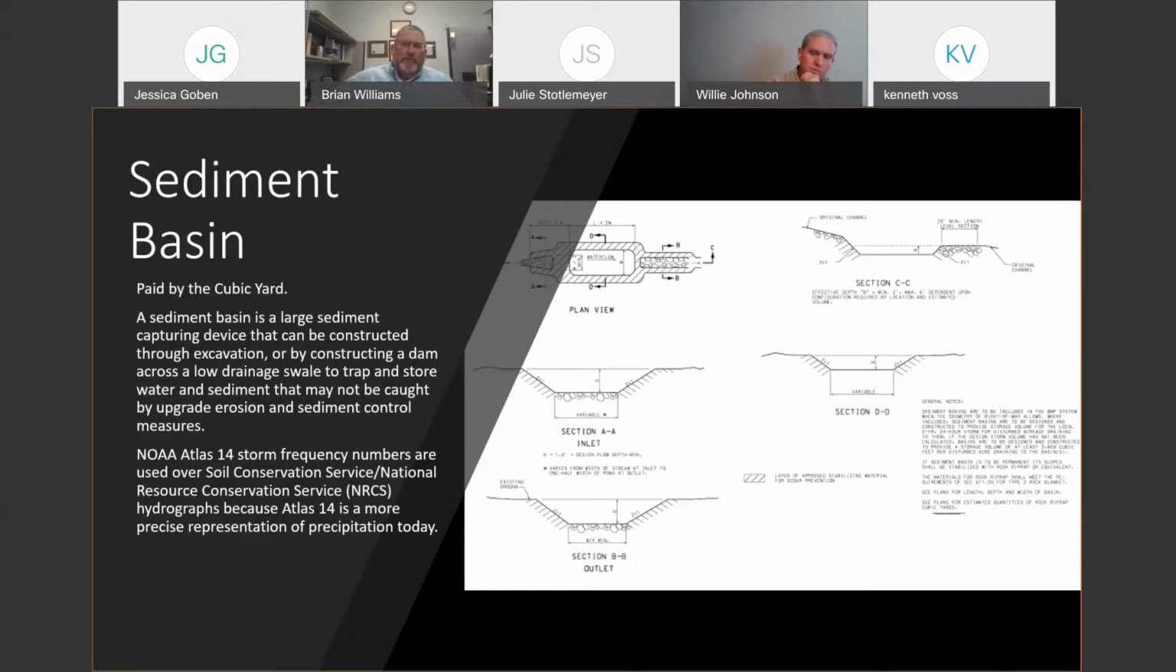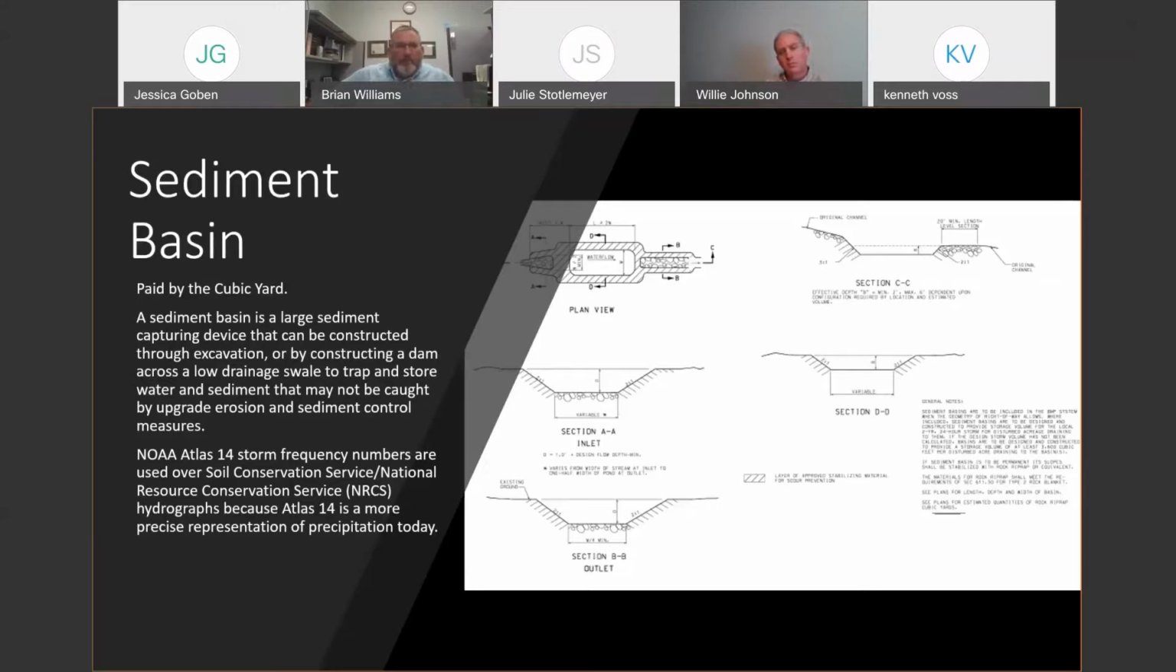So we don't build a lot of these as we move forward with expanding our system. As our program comes up, I think we're going to see more of these. The picture I showed on the previous slide is the one sediment trap or sediment basin, that I know of, that we built this year down on the Route 54 project.